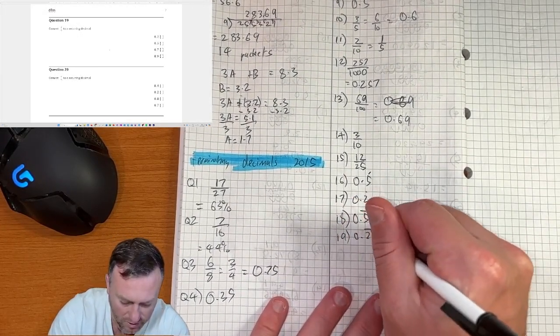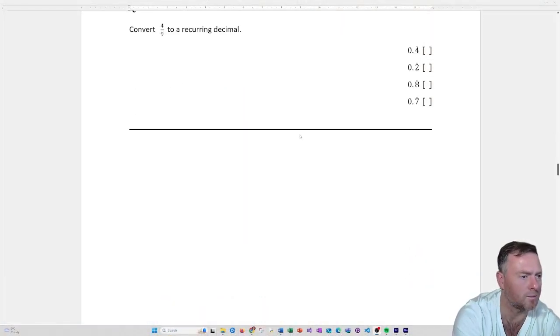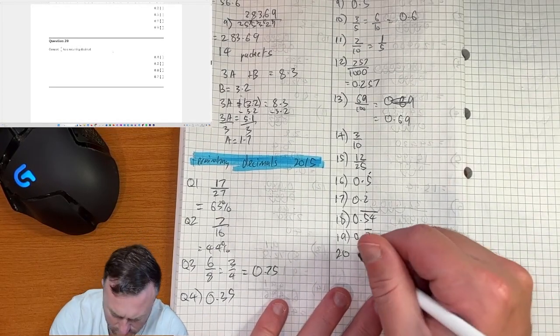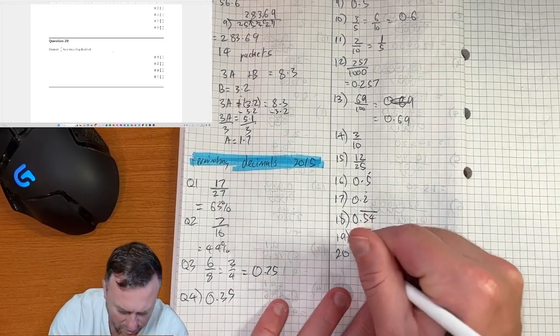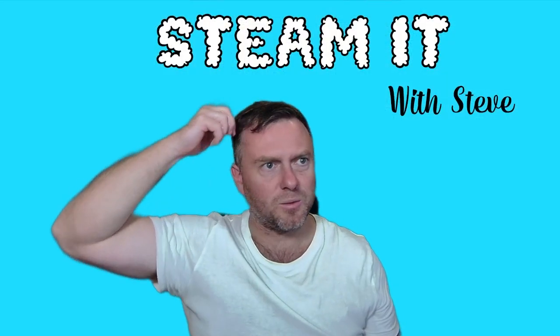19, 0.2 recurring, and then 20, 0.4 recurring. Cool. That's it for the terminating homework.